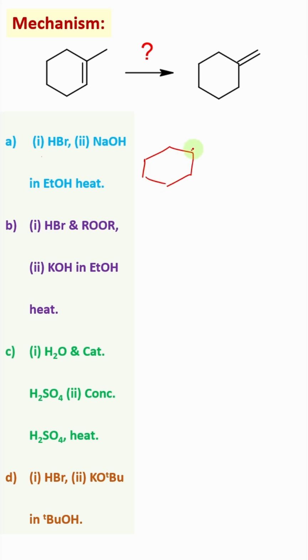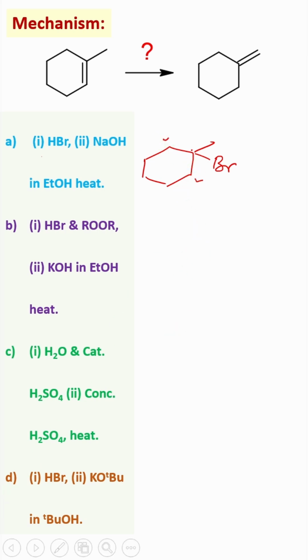So what should I get? Now, if you look at this carbon, there is no hydrogen at all, but there is one hydrogen here. So according to Markovnikov's rule, I shall get this bromide. Next, sodium hydroxide, heat, and ethanol. Ethanolic NaOH will result in elimination, but obviously now two options are possible. You can say, sir, from here possible, from here possible.